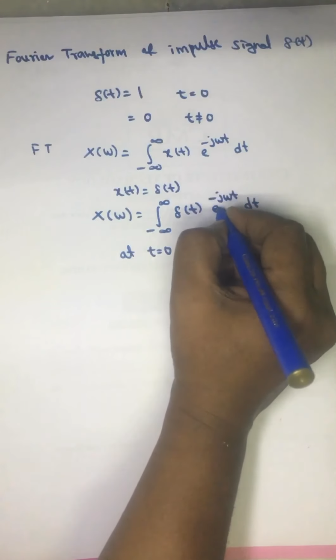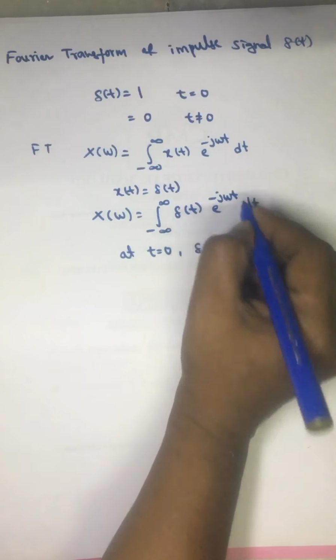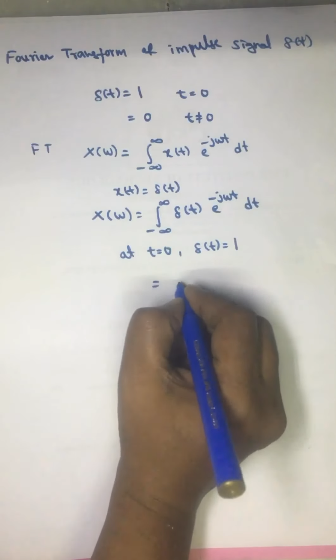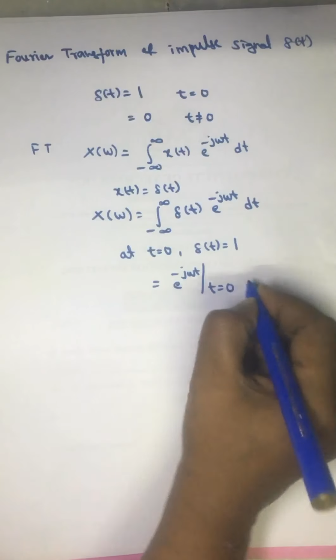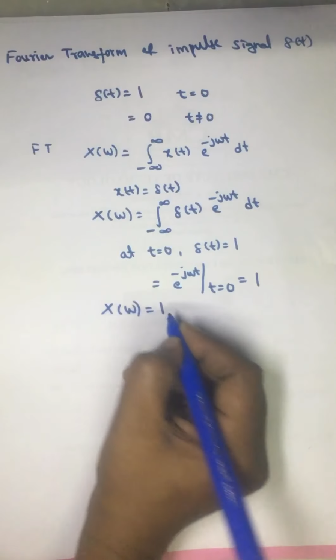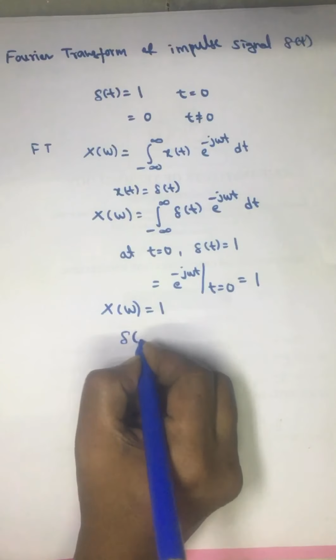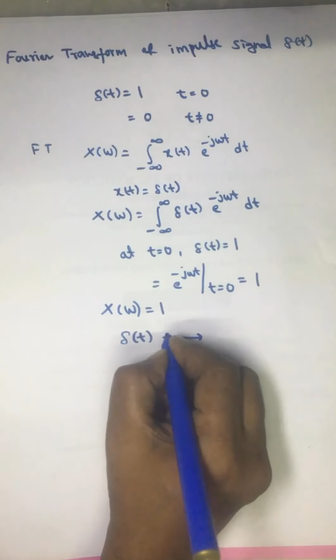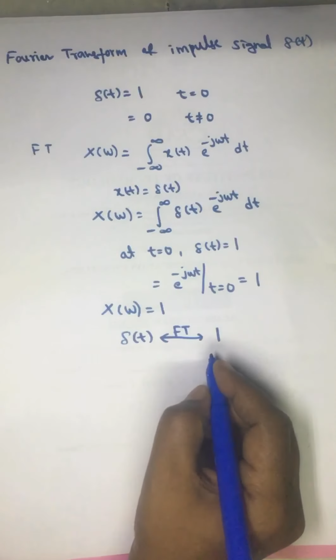So we'll be substituting t = 0 in e^(-jωt). What will this value become? This value becomes 1. So what is X(ω)? X(ω) will be equal to 1. From this we can say that the Fourier transform of δ(t) can be written as 1. The Fourier transform of δ(t) is equal to 1.